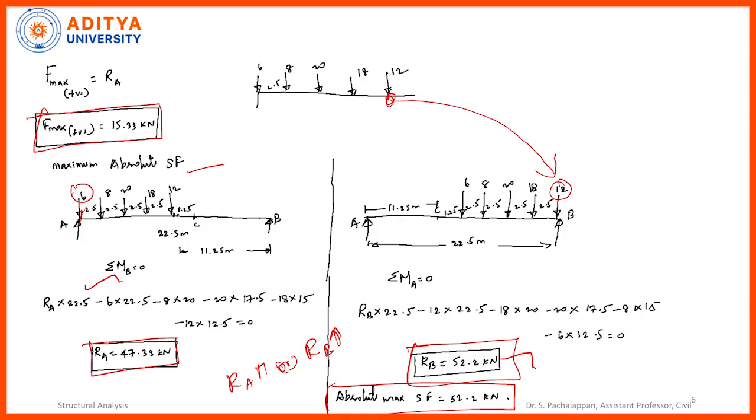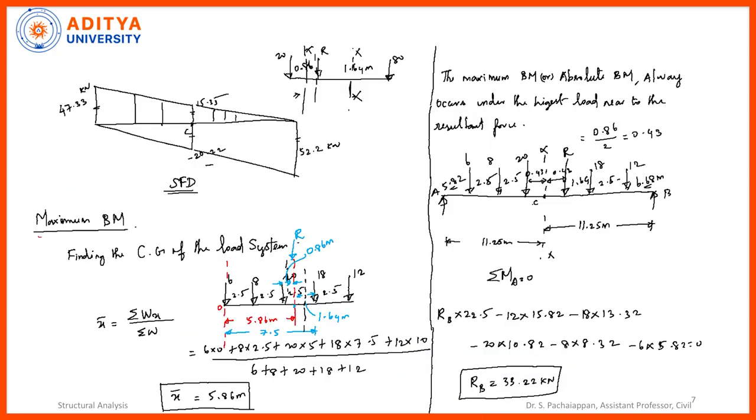Okay, and then what else we need to calculate? We need to calculate the maximum bending moment and also the absolute maximum bending moment. Here I am calculating the maximum bending moment. Before that you can see the shear force construction. So this 15.35 is the maximum shear force value, and minus 20.22 is the maximum negative shear force value. This is the shear force value at RA when we are keeping the tail of the load at A, and this is the maximum absolute shear force value, which is 52.2 kilonewton, when we are keeping the head of the load at RB. So through this we can construct the shear force diagram.